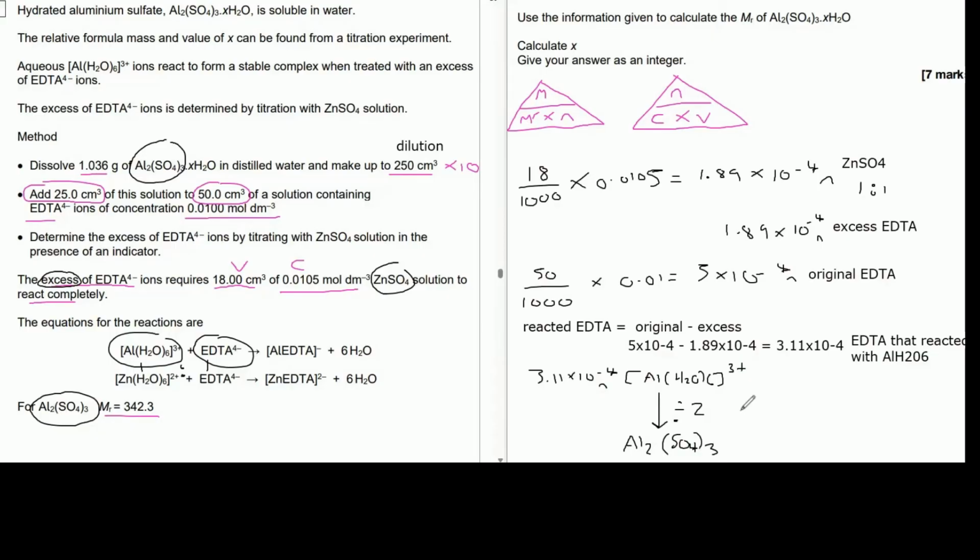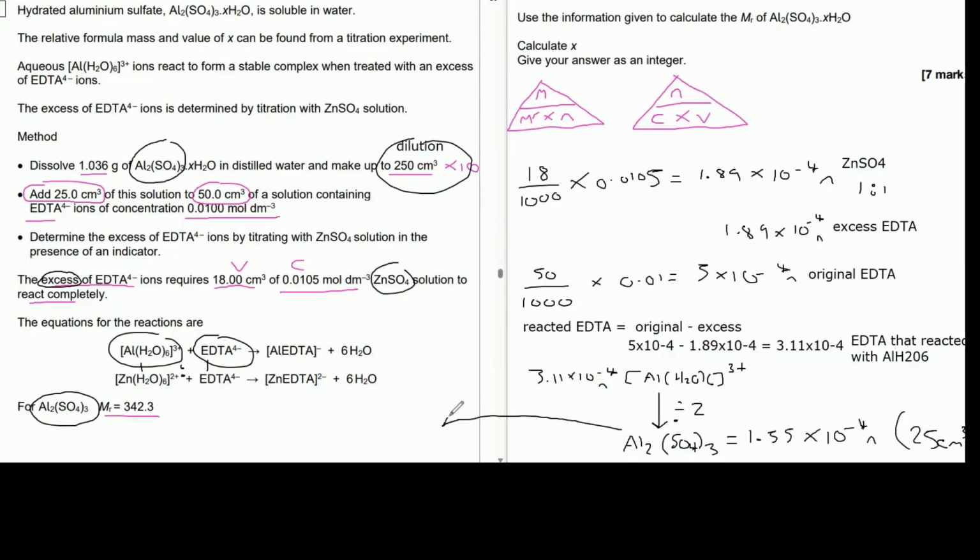So let's do that. That's 3.11 times 10 to the minus 4 divided by 2. And that is going to give us 1.555 times 10 to the minus 4. So I have 1.55 times 10 to the minus 4, and that is my moles of aluminium sulfate. Now, we've worked our way up to here. Here's where the next problem is. The next problem is that this is in 25 centimeters cubed. That's how many moles of aluminium sulfate I have in 25 centimeters cubed.